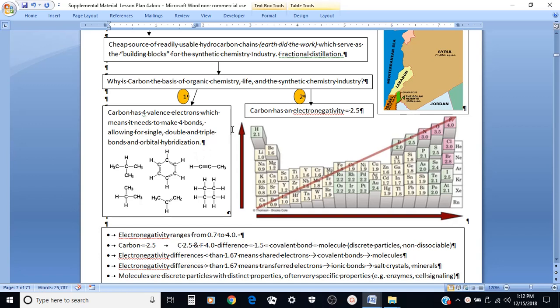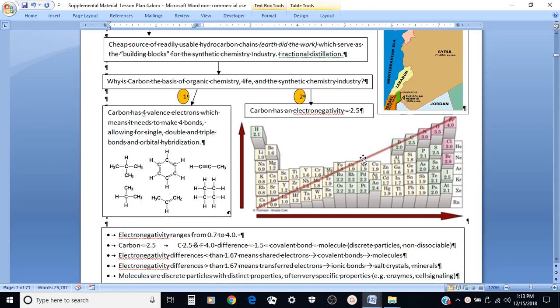And another factor is carbon has an electronegativity of 2.5, which is right smack in the middle. The lowest electronegativity, and electronegativity, by the way, means attraction for electrons, is cesium, a metal. Fluorine, a halogen, has the highest at 4.0. So 0.7, 4.0. Carbon is right smack dab in the middle, just about.